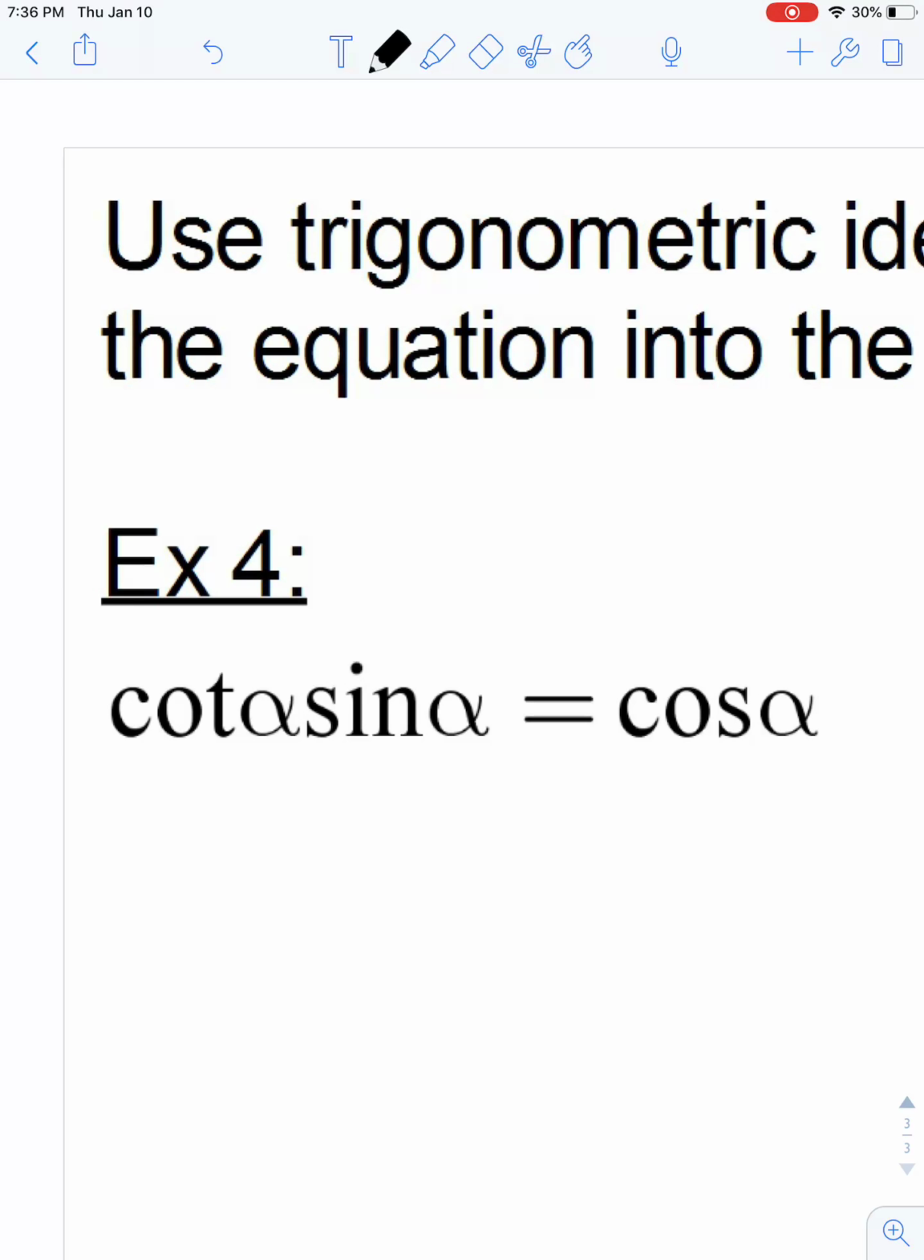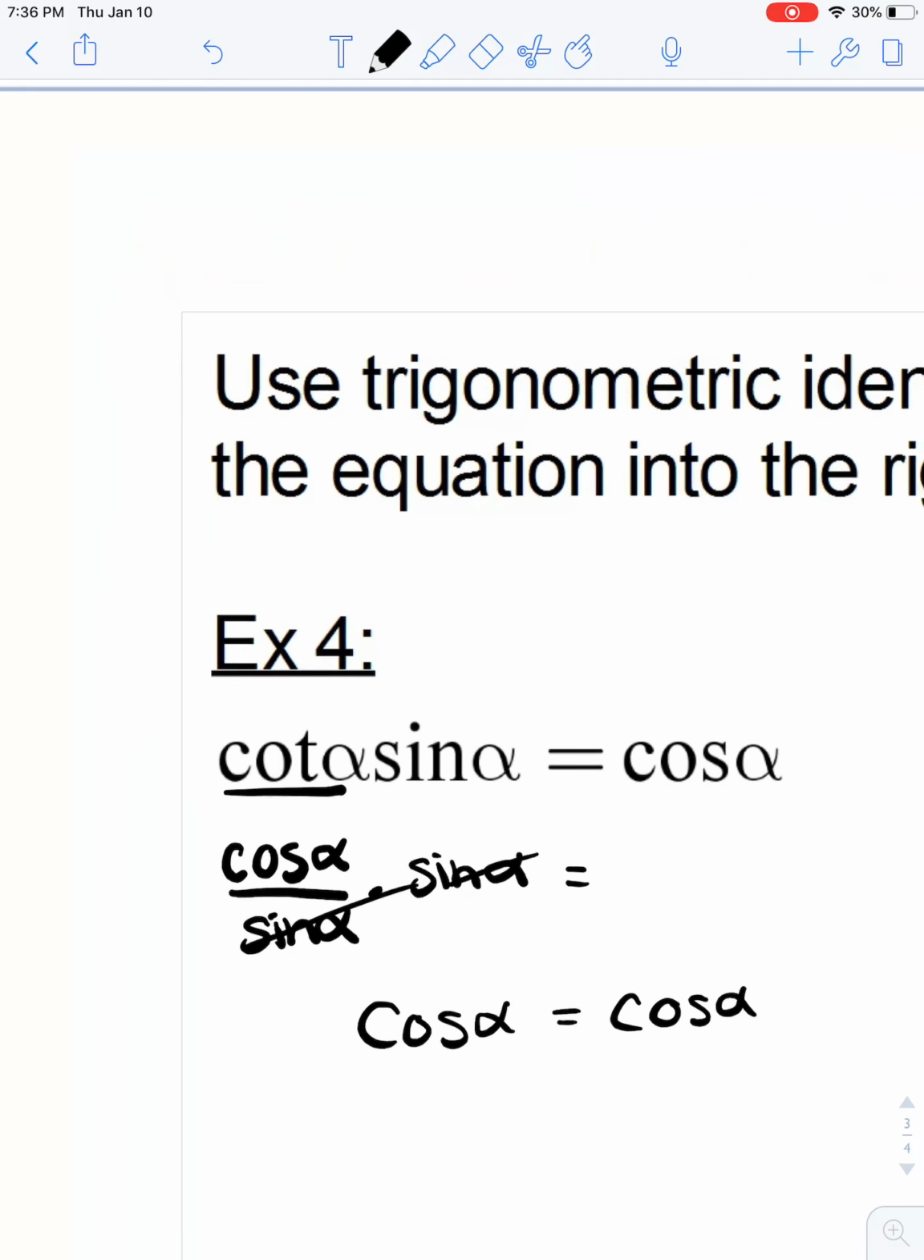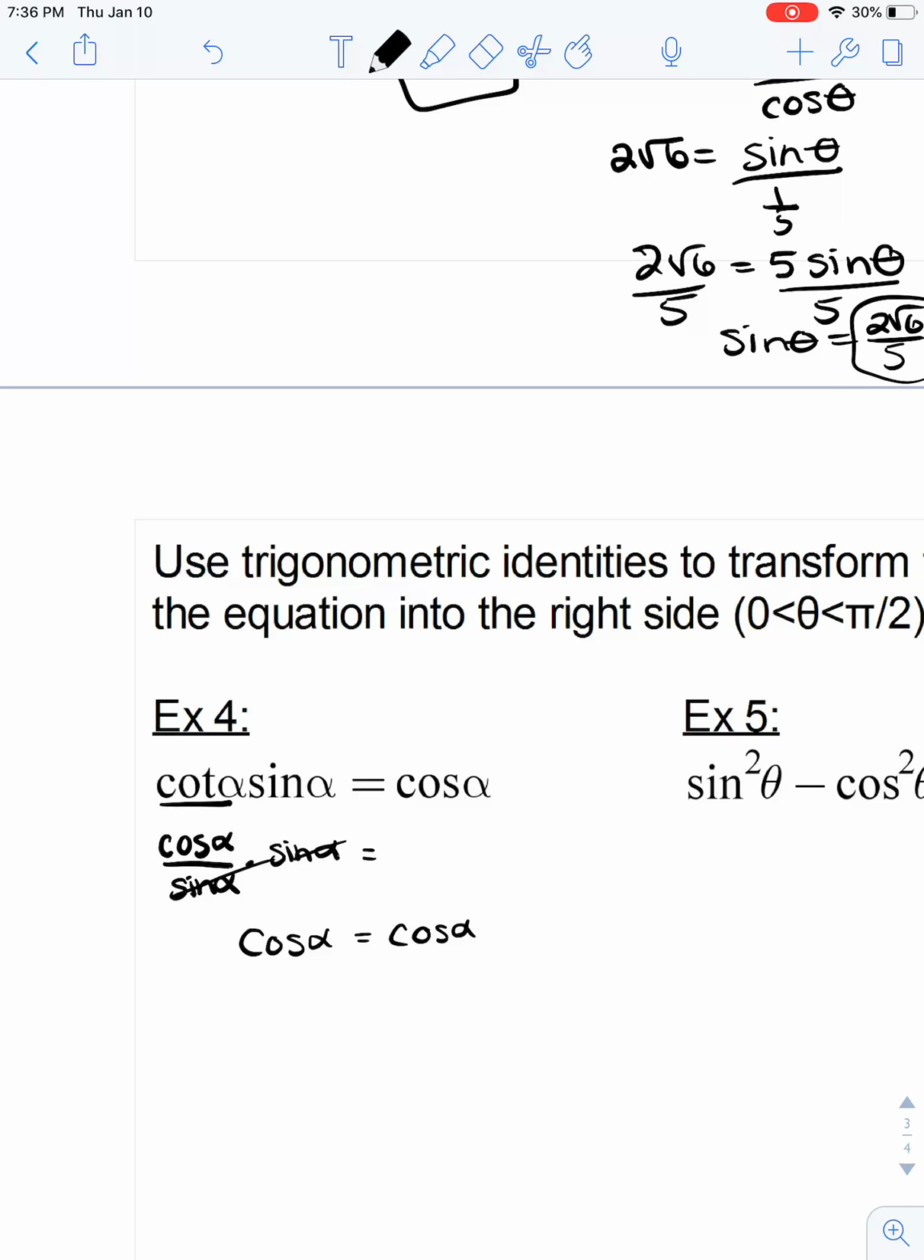Alright, so I'm going to use that first tip about writing everything in terms of cosine and sine. So this cotangent alpha, I'm going to rewrite as cosine alpha over sine alpha, and that's being multiplied by sine alpha. Just by rewriting that, do you see how the sines cancel? So do I have what's on the left-hand side equal to the right-hand side? Yep. So I have verified this trig identity.